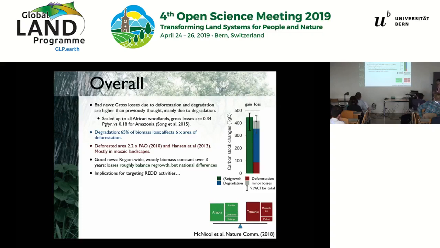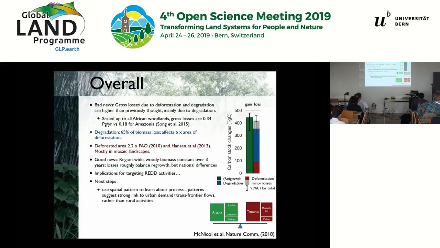Implications, well, if you're thinking about REDD+ in the region, you probably need to think about degradation more so than deforestation. And there are almost no projects. There's one project I know of in the region working on forest degradation. Everyone else would much rather target frontier deforestation, which is probably the least prevalent mechanism of biomass loss.